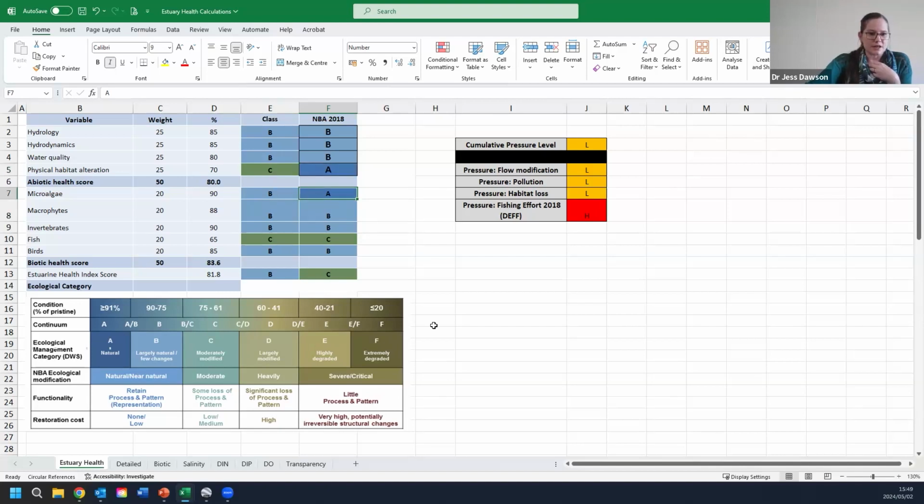Microalgae, they've given it as an A, so very little change in the community structure, composition, and species habitat in the microalgae. You've got the right assessment for macrophytes and invertebrates, even for fish. That's a great one. And so because of just one or two changes, this estuary health comes down to a C. It's a little difficult to compare because you don't know what their actual percentage is.